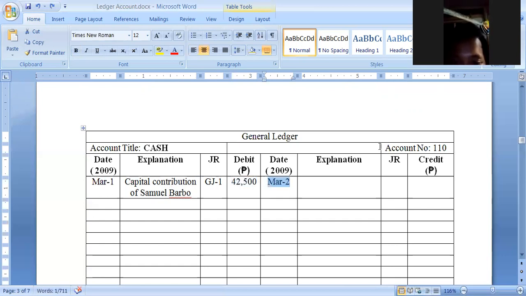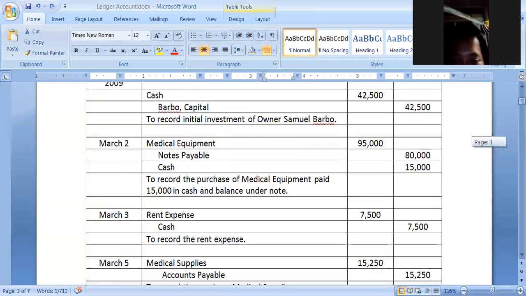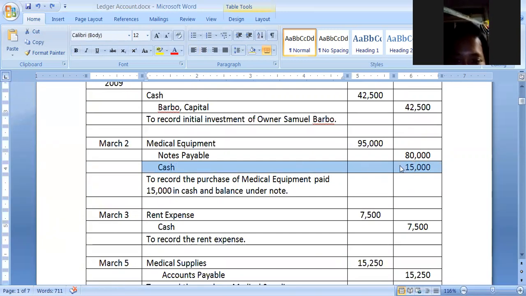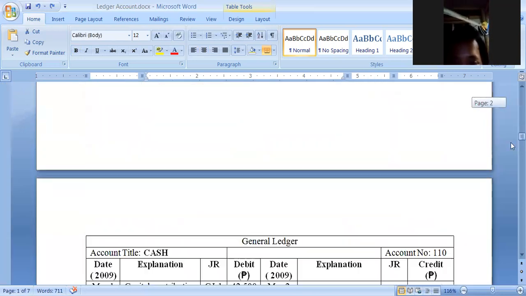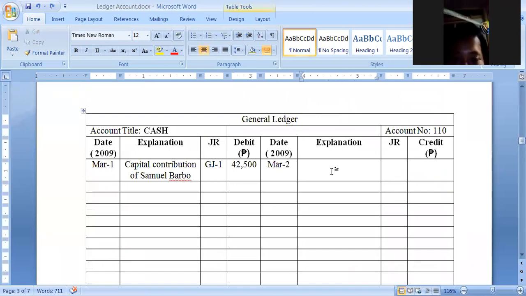March 2, let's go back to journal entry. Our cash is credited 15,000. Let's go back to ledger account. Purchase of medical equipment. General journal page number 1. Credit 15,000.